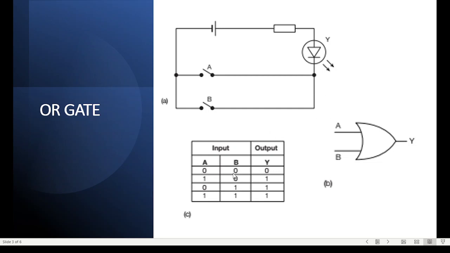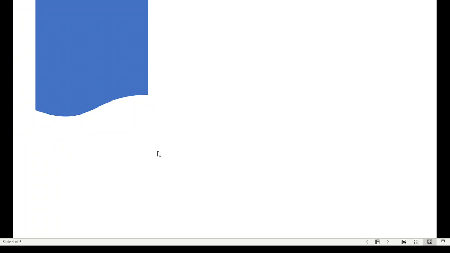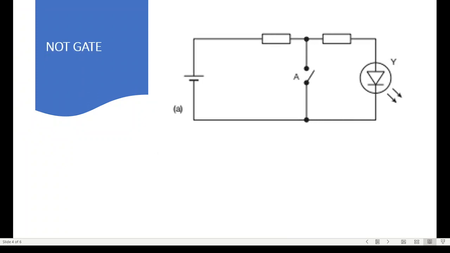Alright, do not try to memorize the truth table, try to know the principle. So if A or B is on, then the light turns on. Hence we call it the OR gate. Good? Now we have the NOT gate.